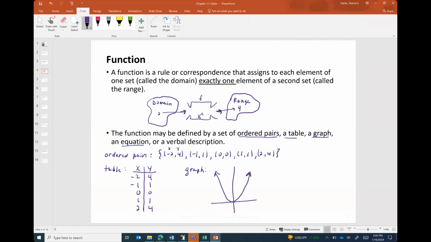We can present that function as an equation, or sometimes I call this the algebraic form, right? In the algebraic form, or as an equation, it would look like this. y equals x squared, right? And then lastly, we might even say a verbal description. As a verbal description, we may say this function is defined as, let's see, we might say it's multiply the input by itself.